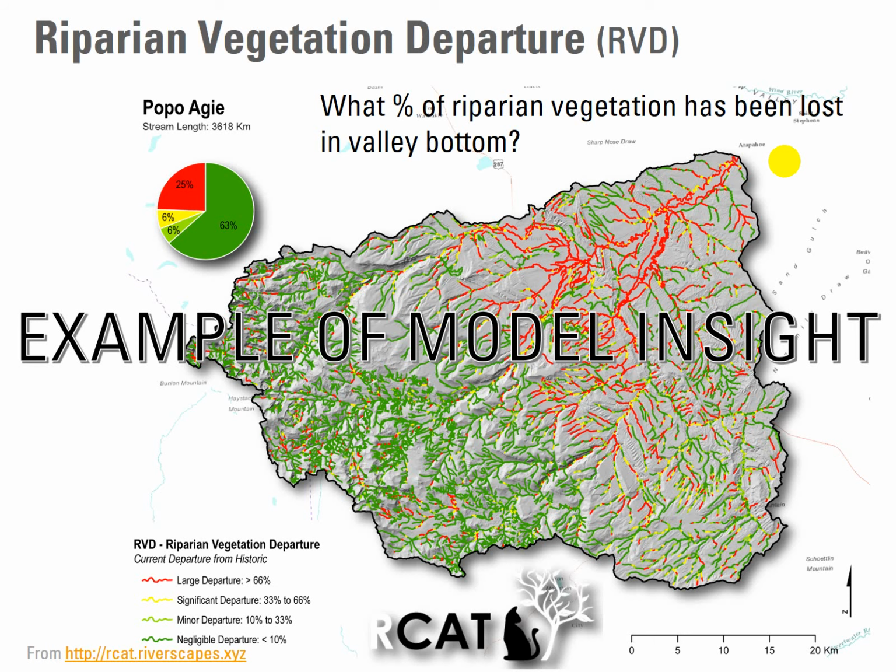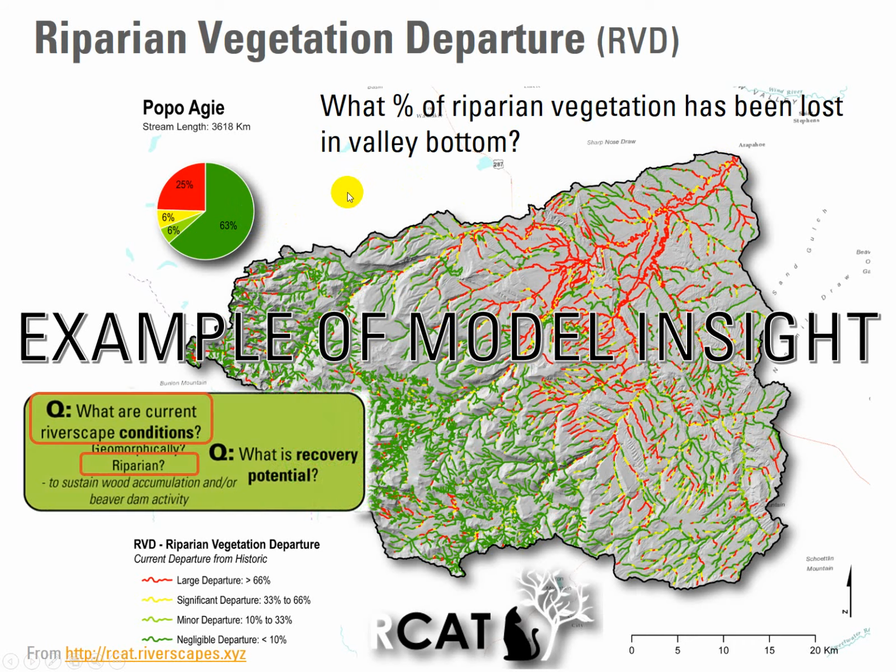One of the primary outputs of that is what we call a riparian vegetation departure. In this catchment, you can see most of the 3,600 kilometers of streams in the upper catchment, which happens to be wilderness extending up into the Wind River Range, has negligible departure, and then a bunch of stuff in this intermediate range with various land uses. There are some significant departures, okay?